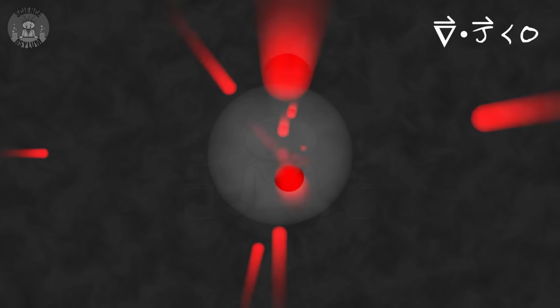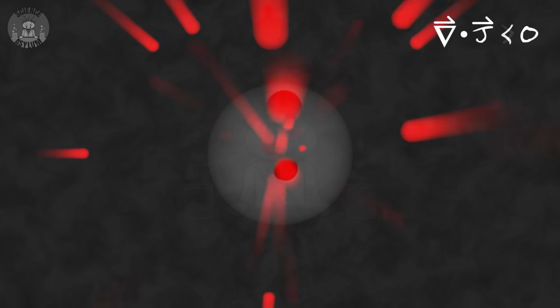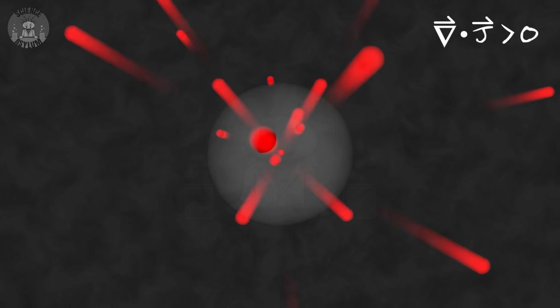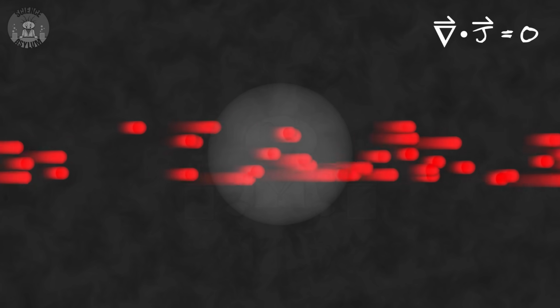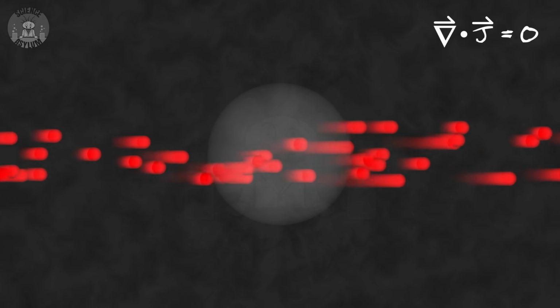Visually, let's imagine a sphere enclosing a volume of space. If charge is flowing into the sphere, we get a negative number. If charge is flowing out of the sphere, we get a positive number. If just as much charge flows in as flows out, we get a 0 answer.